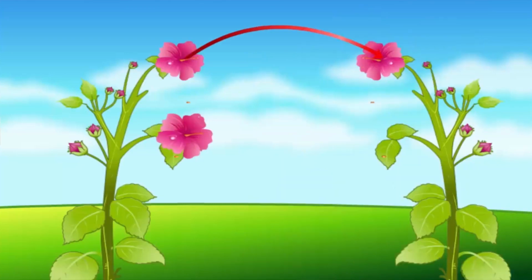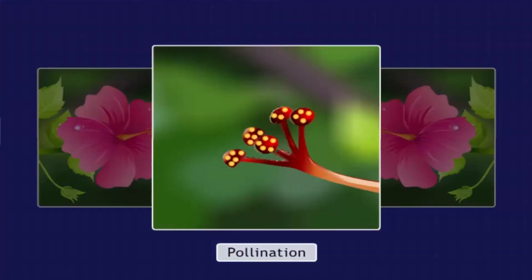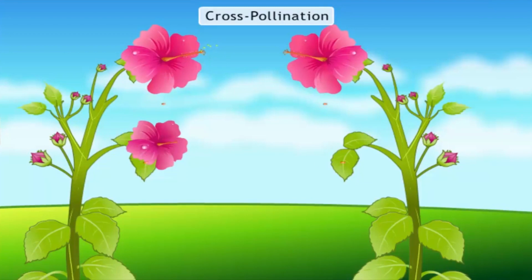This process of transferring pollen grains from the anther to the stigma is called pollination. This hibiscus flower has just received a pollen grain from another hibiscus plant. The transfer of pollen grains from the anther of one flower to the stigma of another flower on another plant of the same type is known as cross-pollination.